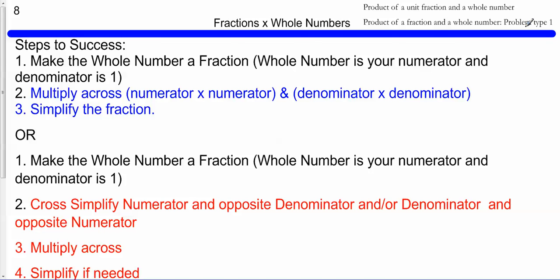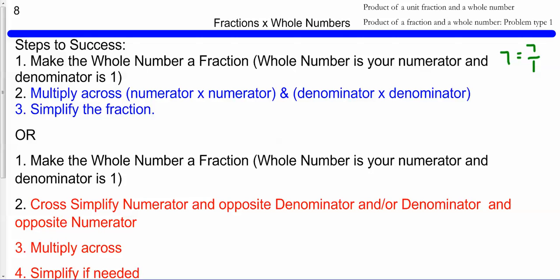Lesson 8, fractions times whole numbers. So first thing we need to do is make the whole number a fraction. To make the whole number a fraction, your whole number is the numerator and your denominator is 1. So for example, 7 is the same thing as 7 over 1. That's all I do. 7 over 1.